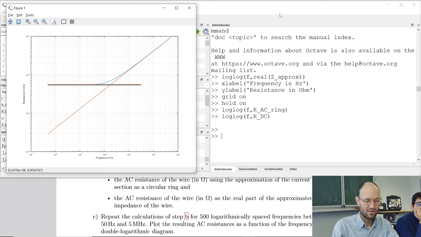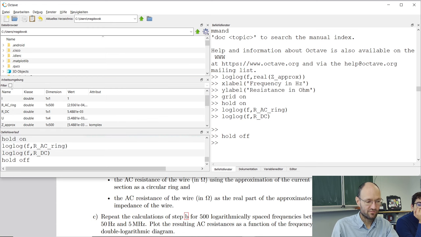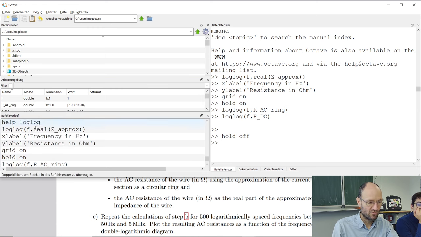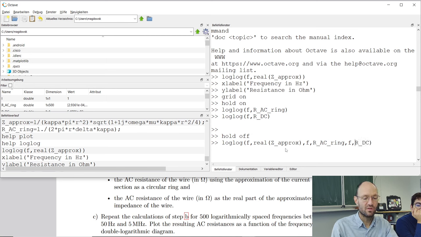So let's say hold off and just plot it once again here. Maybe change our plotting command so that we get the real part. Okay, and so directly plot this into one diagram. Yeah, and so how can I turn my RDC, which is just one value, into 500 times the very same value?